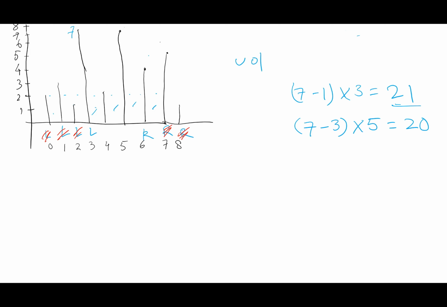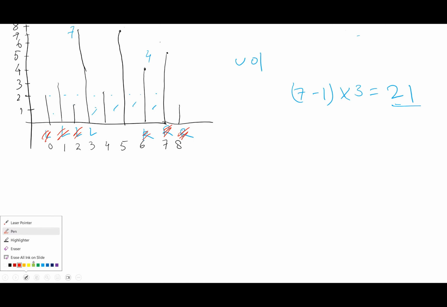This one has a height of 4. So this time it will be 6 minus 3 into minimum of 4 and 7, that is 4. It's going to be 12. So it's less than 21. So moving right, because this is smaller.